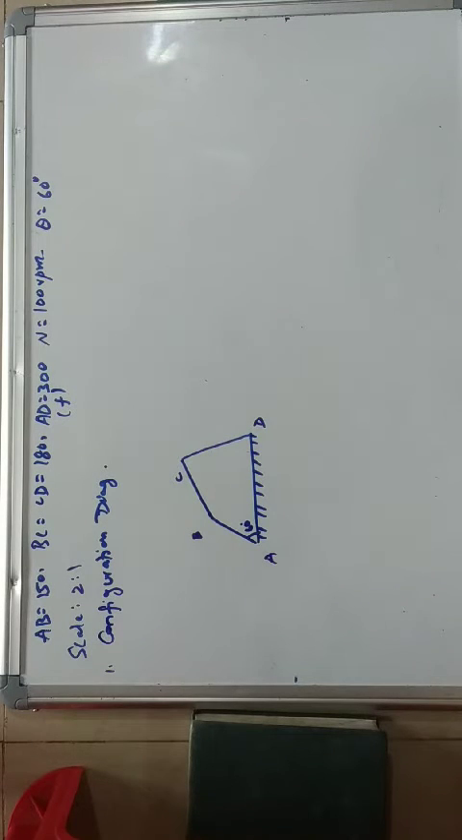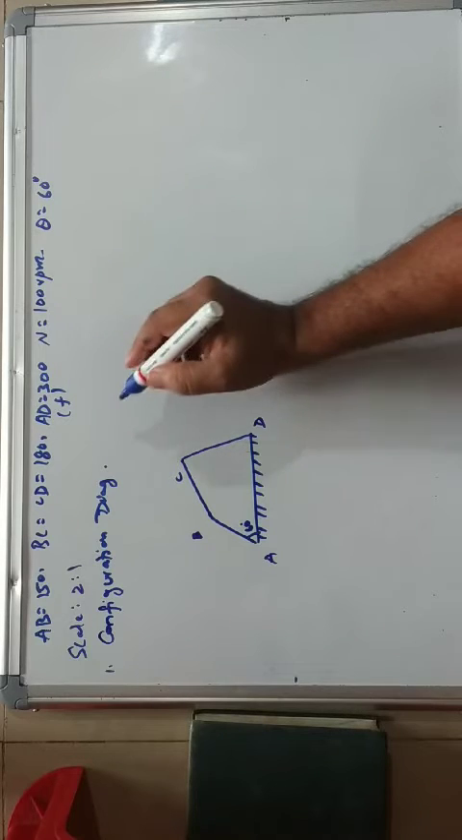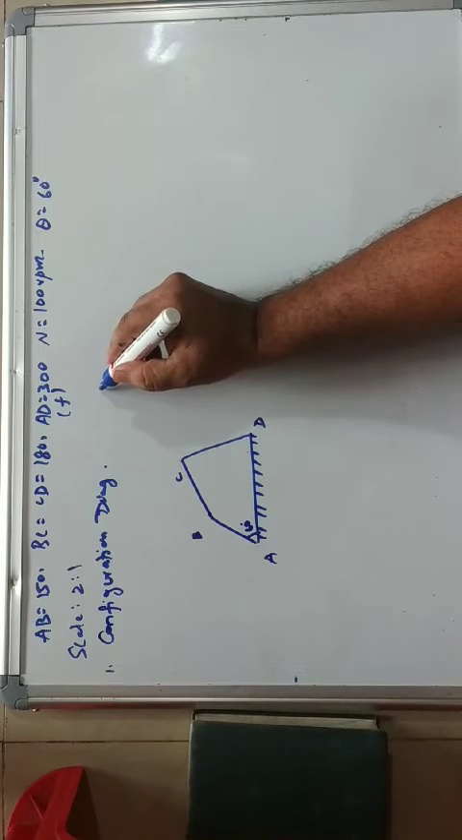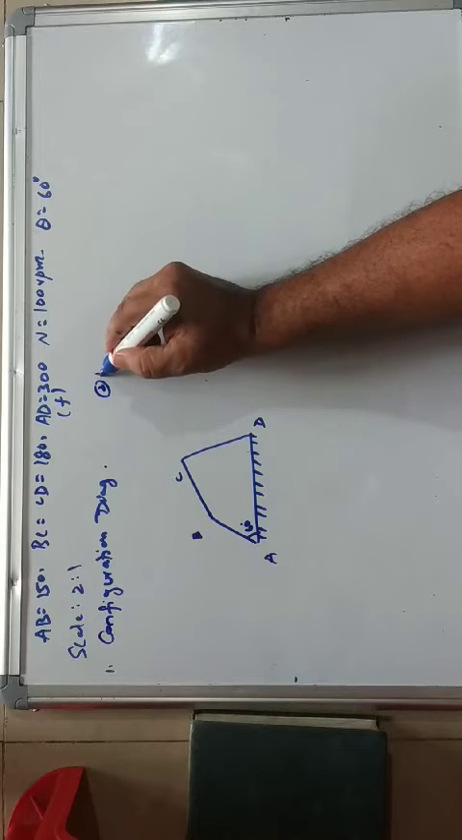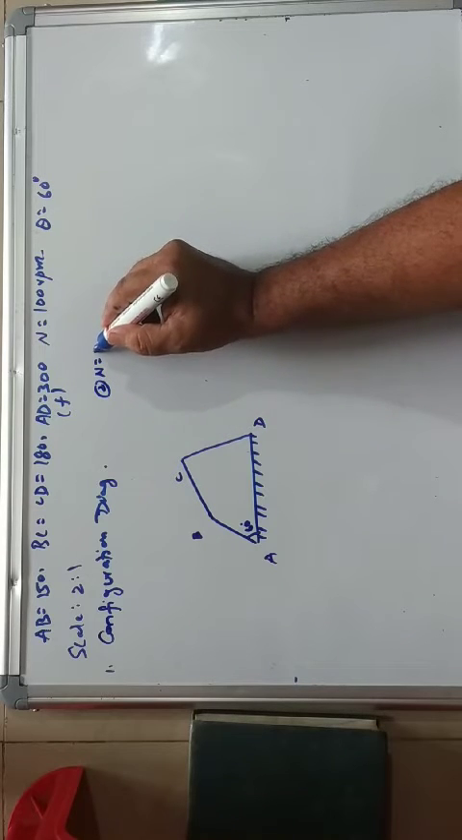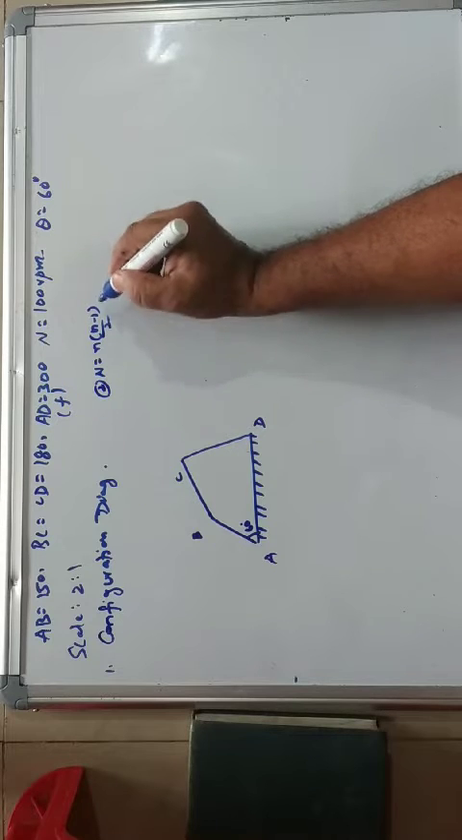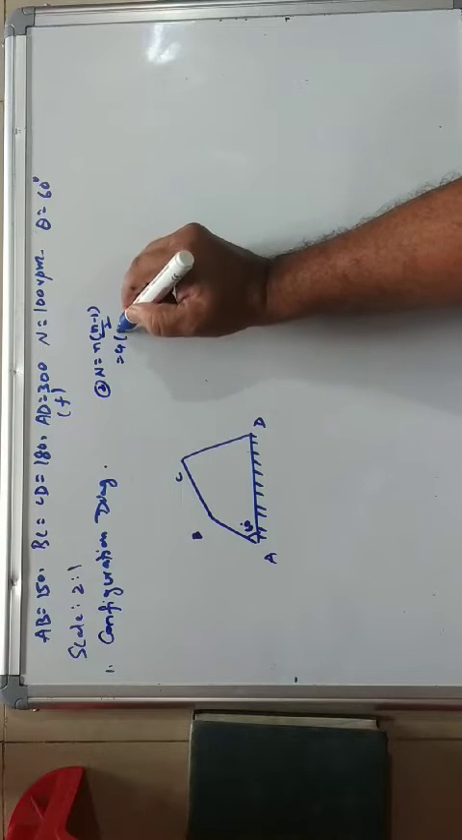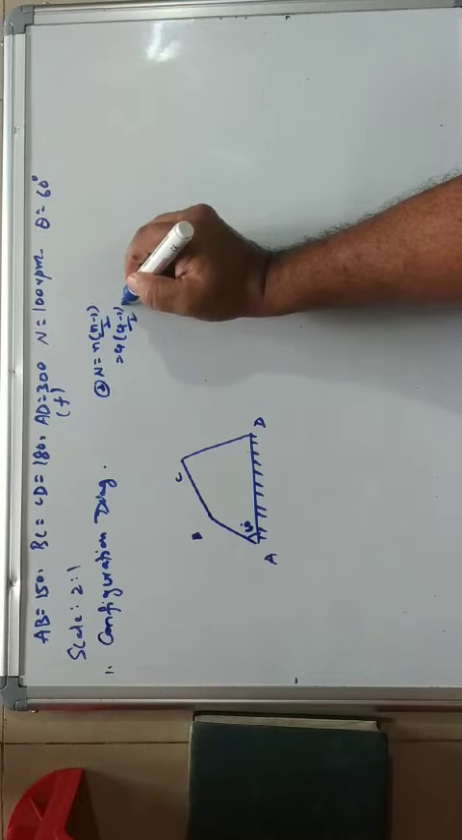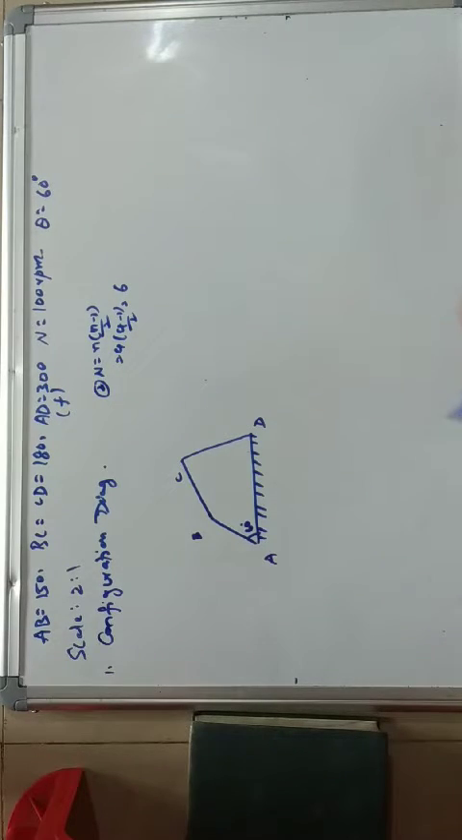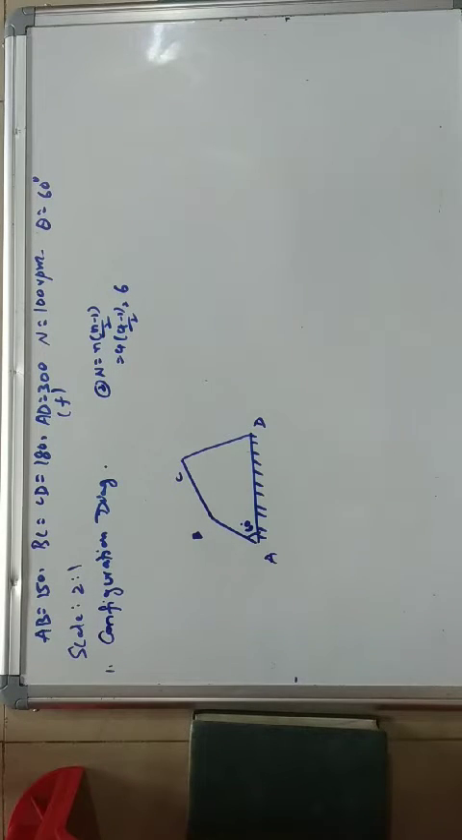After drawing the configuration diagram, the first step, the second step is to find the number of instantaneous centers. N is equal to, since there are 4 links, N into N minus 1 by 2, that is 4 into 4 minus 1 by 2, which is 6. That means we have 6 instantaneous centers. That is the second step.